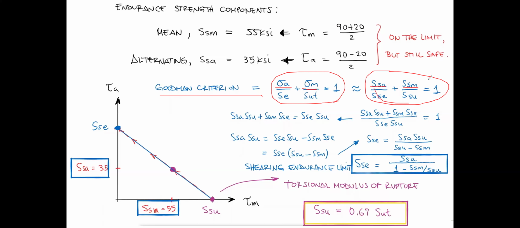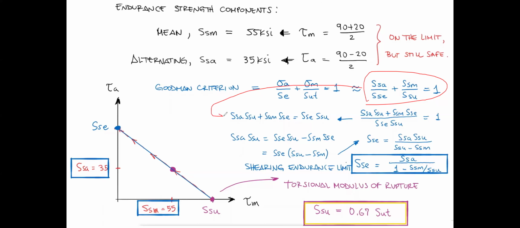Okay, so we can rearrange this equation. Finally we get what is called the shearing endurance limit, or say the torsional endurance limit. It's the same thing. The torsional endurance limit, SSE.